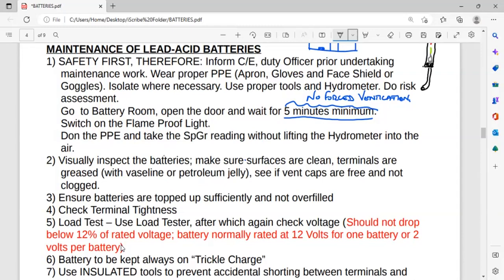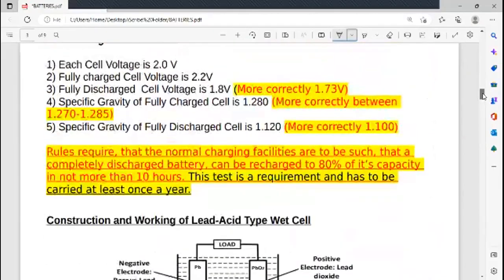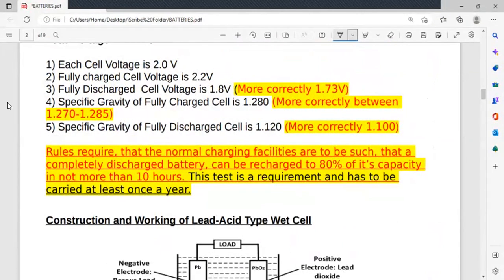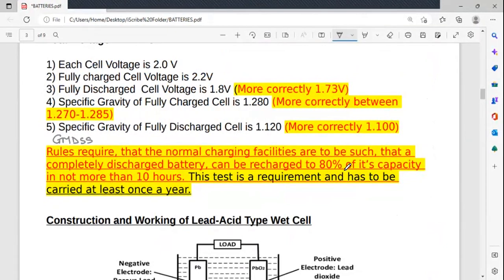Point number 5, load test. We saw this earlier over here. Rules require the normal charging, and when I say rules require, this is for your GMDSS batteries, not so much for your general use. The normal charging facilities are to be such that a completely discharged battery can be recharged to 80% of its capacity. Now, what is 80% of 24 volts?